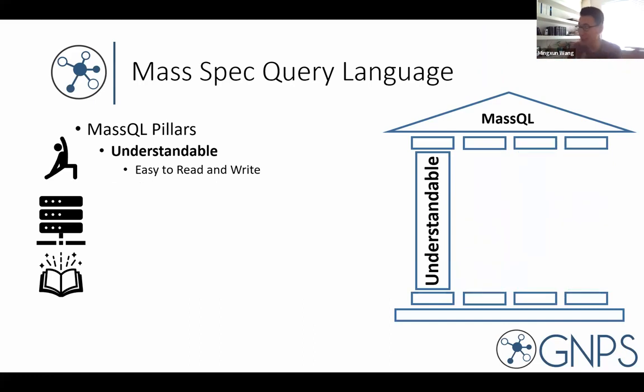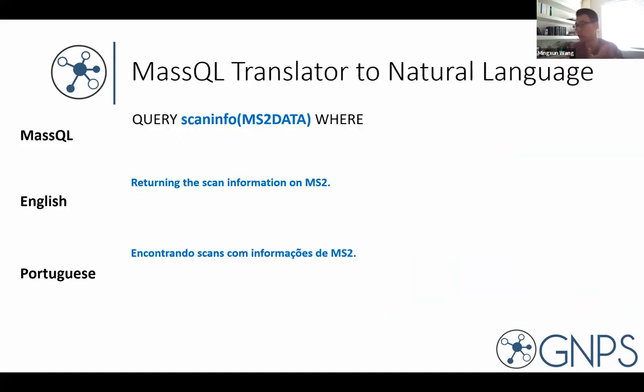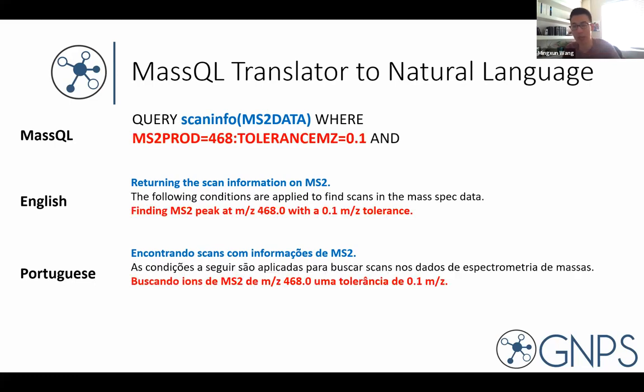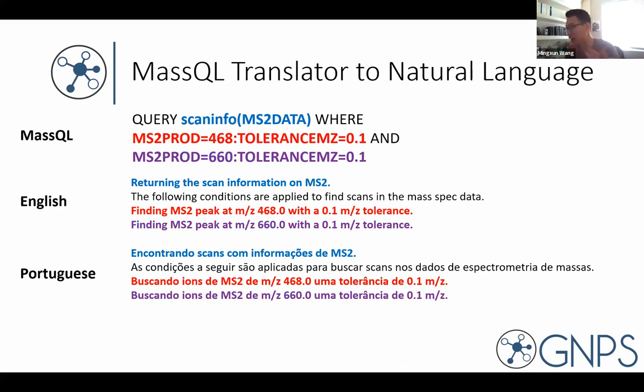We're going to go through a few of these and see how they manifest in the creation of the language. First, to be understandable, we created translation layers where at the top is MassQL, and we translate to other languages, so it's a little more natural, especially during the learning phases. Here, for example, we want to find all MS2 data where there's an MS2 product at 468, and we can see the translation along with it. If we want to start adding other conditions, maybe 468 and 660 m/z within this, we show this going from MassQL into English. And again, it helps you learn from examples.